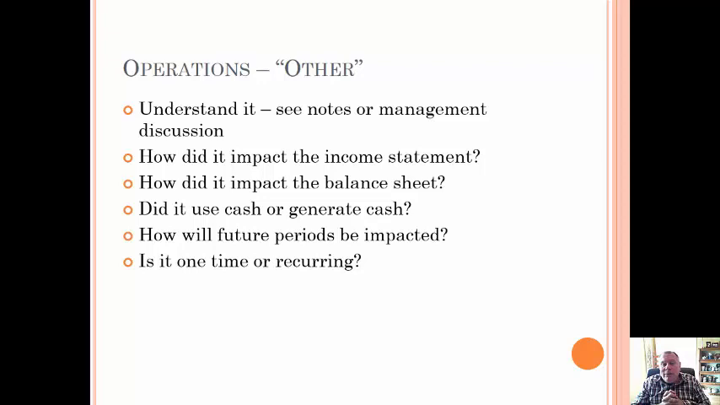Okay, so if you do an amortization, or if you do a restructuring charge, we should see that expenses in the future will be lower. Is it one time or recurring? So that's our operations piece. So that's where cash flow comes from.